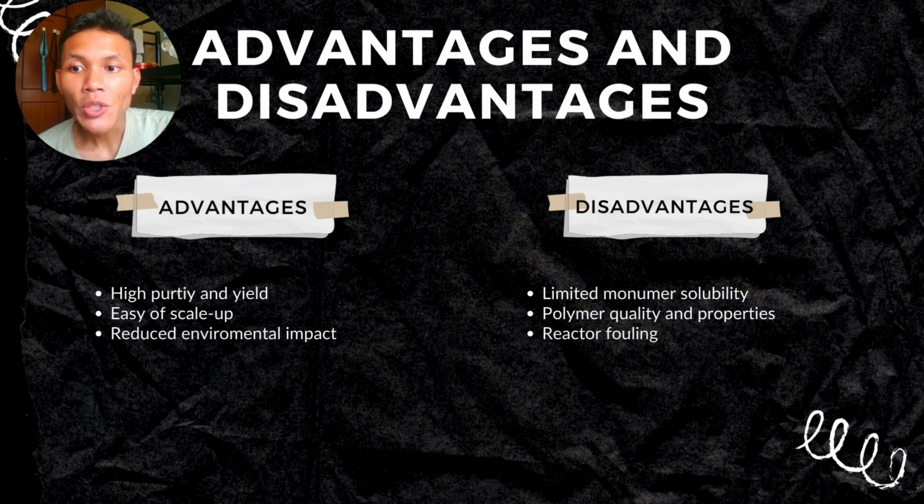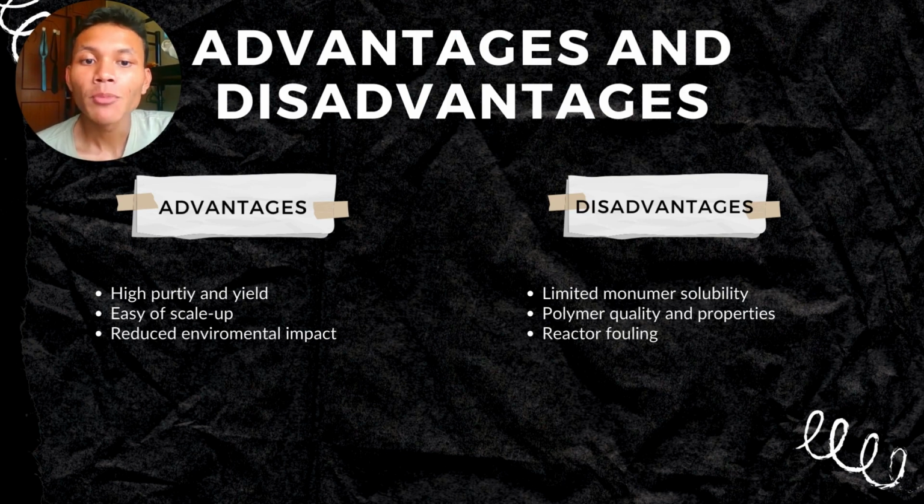Next one is the reduced environmental impact. The gas phase process can be more environmentally friendly because it often eliminates the need for solvents or excessive byproducts associated with other polymerization methods. Next, we go to the disadvantages of gas phase polymerization.